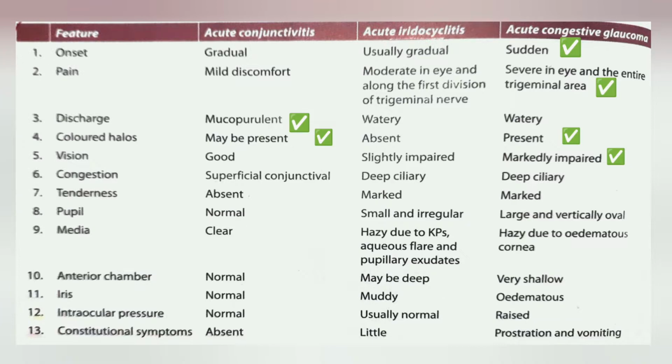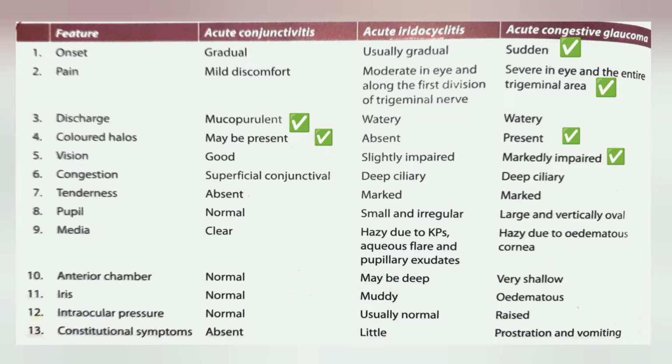Talking about the pupil size, it is of normal size in conjunctivitis, but it is small and irregular in iridocyclitis. Small because maybe there is irritation of the sphincter pupillae muscles because of all the inflammation in the iris, and irregular due to posterior synechiae formation, which also leads to festooned pupil appearance in this stage. There is a large and vertically oval pupil in congestive glaucoma because there is obstruction of the blood flow to the sphincter pupillae muscles due to the increased pressure.